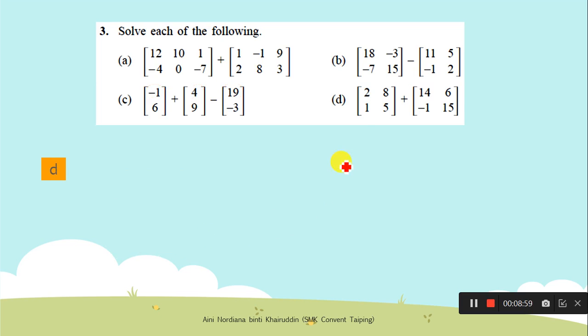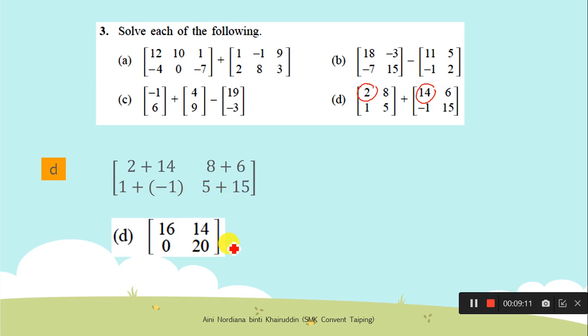For D, 2 plus 14, 8 plus 6, and do the same thing for the other element. So this is the answer for D.